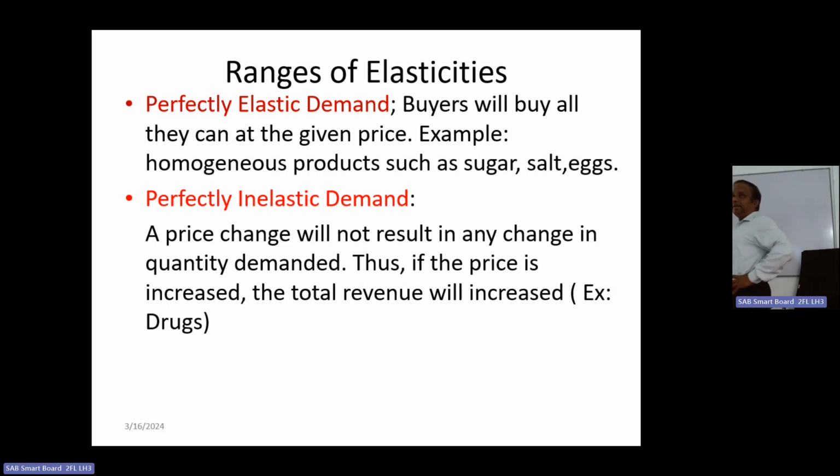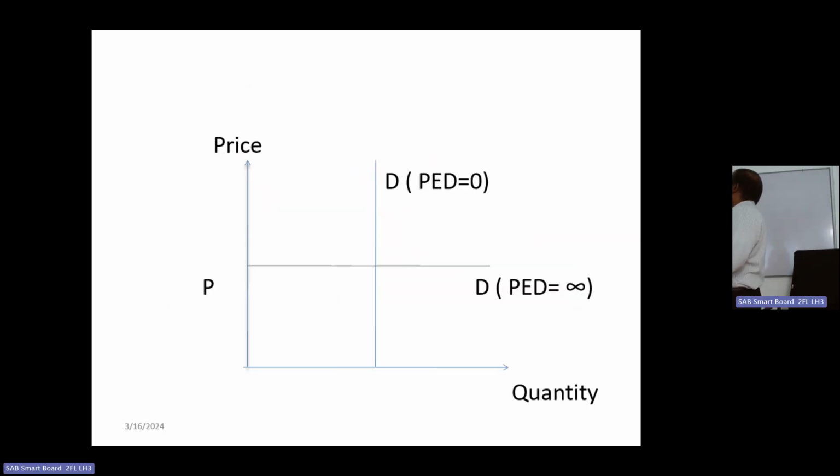Normally drugs, these habit-forming goods, have inelastic demand. A rise in the price will increase the revenue of the product. So these are the two places we identified.